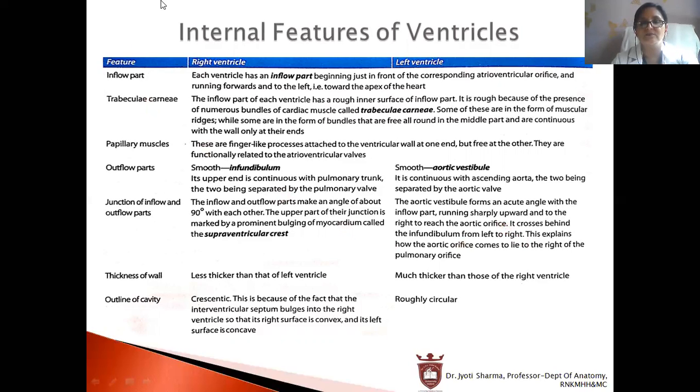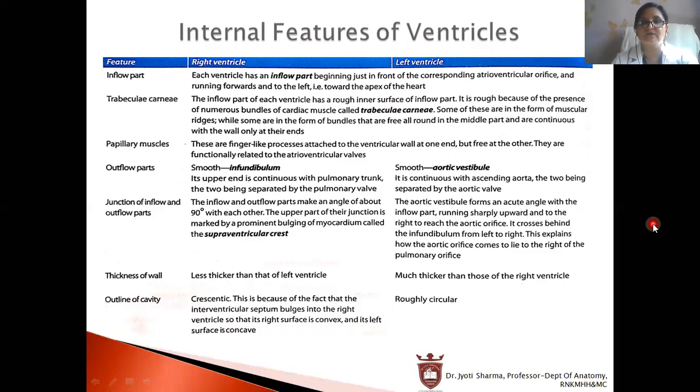The aortic vestibule of the left ventricle forms an acute angle with the inflow part, running sharply upward and to the right to reach the aortic orifice. It crosses behind the infundibulum from left to right. This explains how the aortic orifice comes to lie to the right of the pulmonary orifice.